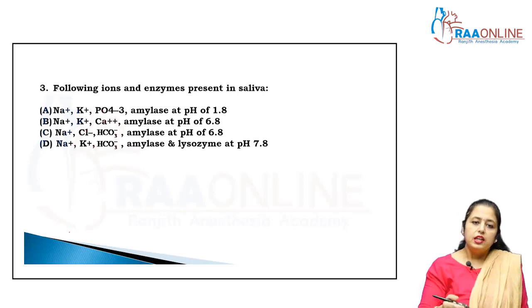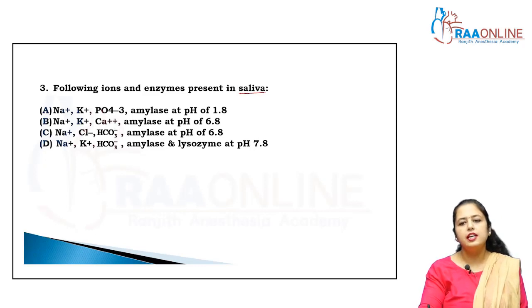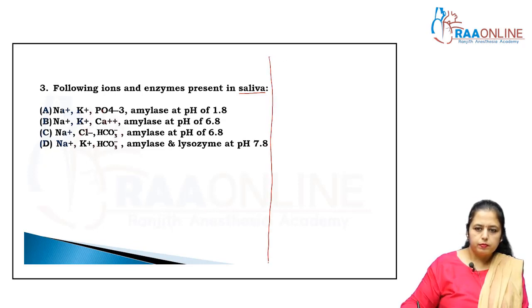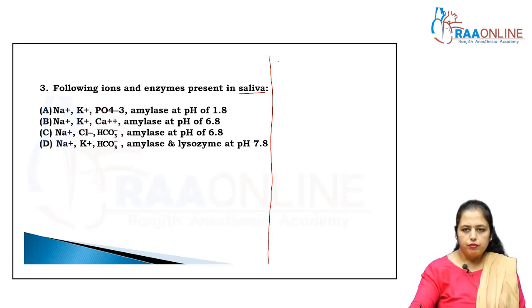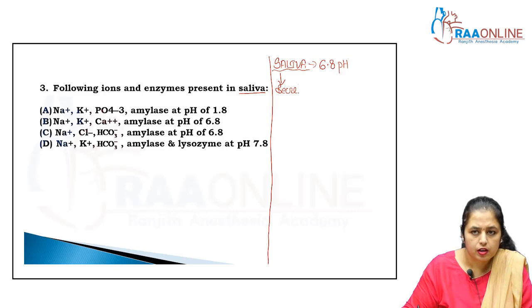Now come to the third one, that is, following ions and enzymes are present in saliva. Now the question is, what is saliva? We know that saliva is the aqueous fluid, right? It is watery and aqueous fluid with a pH of 6.8, right? With a pH of 6.8, and the secretion of saliva, that is the secretion of the salivary glands, right?